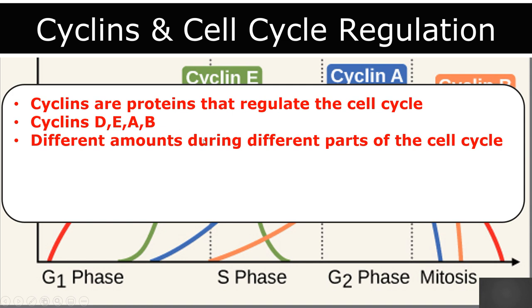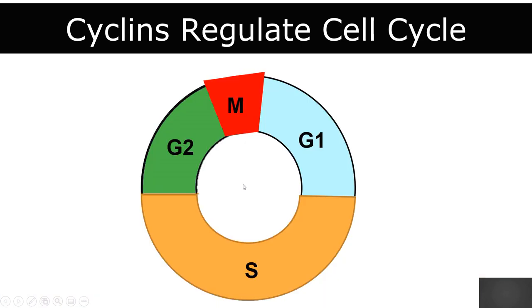So, make up a mnemonic. I just call it DAB in my head. And so different amounts of each of these cyclins are expressed during different parts of the cell cycle, and that is how the whole thing is controlled. So if I have my cell cycle here, and you're free to either annotate the diagram that I have in your notes, or you can write it in the table.